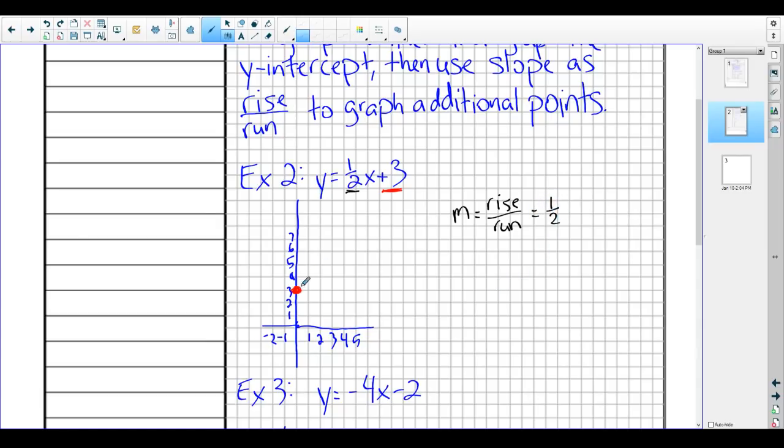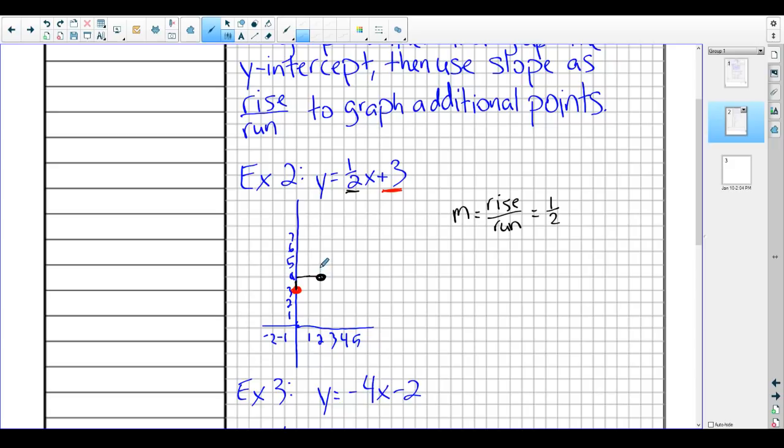I'm going to say from here, if I go up 1 and over 2, then I can put another point right here. It's just like the opposite of what we did today. Instead of finding the slope by using 2 points, we're using the slope to find 2 points. And then I can do it again.